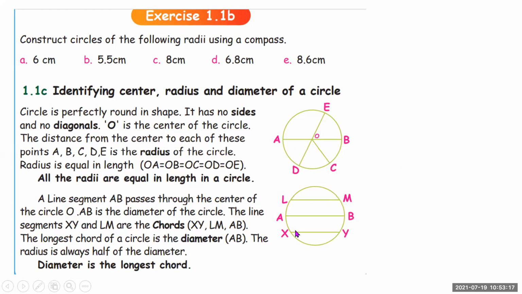And lines like this, which pass through the center, are known as a diameter. Other lines which cut both ends of the circle are known as a chord, C-H-O-R-D, chord. The chord becomes a diameter when it passes through the center of the circle.